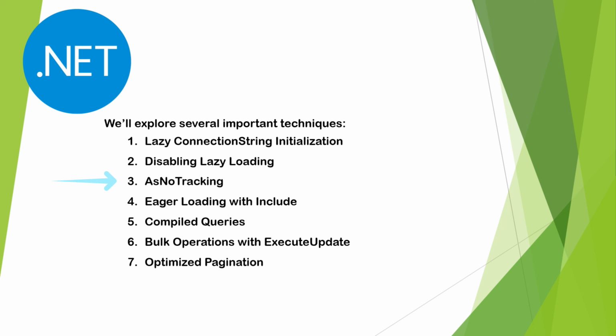Number 3. AsNoTracking. Learn how to optimize read-only queries by disabling entity tracking for faster data retrieval. Number 4. Eager loading with Include. See how eager loading can reduce unnecessary queries by loading related data in a single call. Number 5. Compiled queries. Find out how to reuse compiled queries to improve performance in frequently run queries.